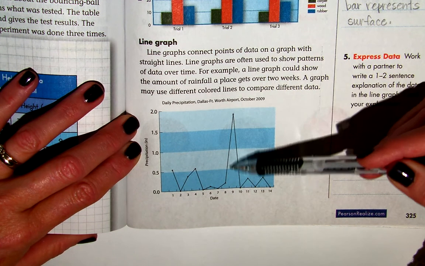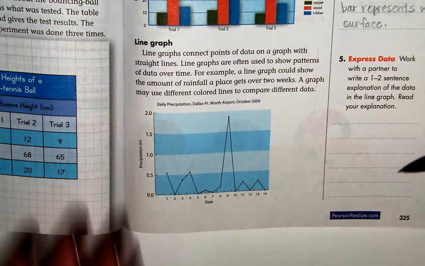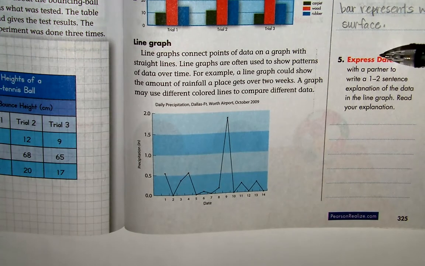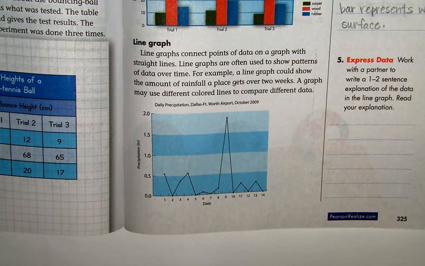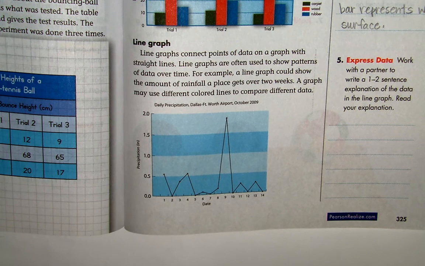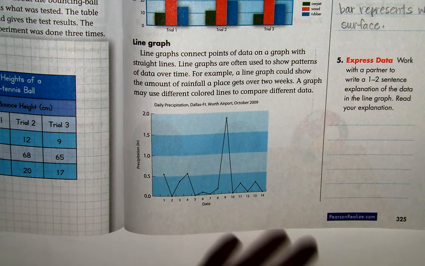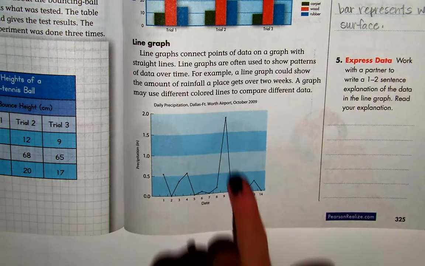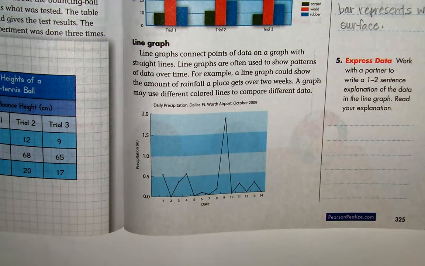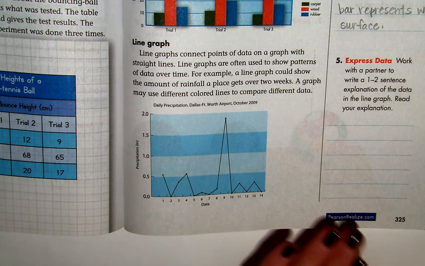the 9th of October. For express data, we would work with a partner to write a 1 to 2 sentence explanation of the data in the line graph. I'm just going to give you a possible answer that you can write down. We can see that one day, on the 9th, it rained a lot, okay? And on the other days, they received little or no rain.